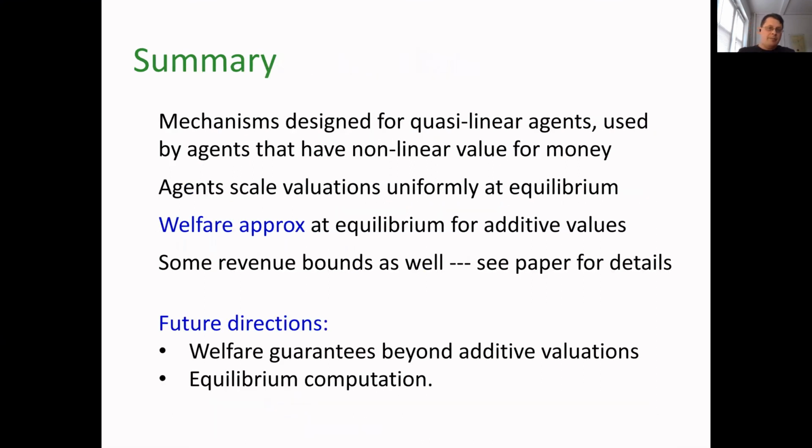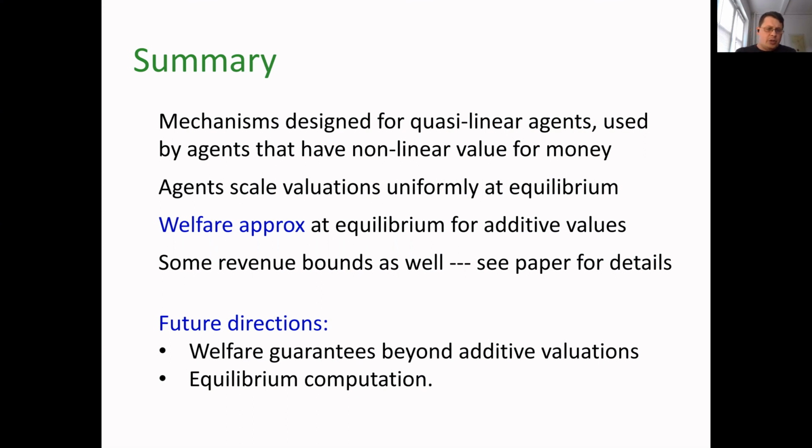So to sum up, we're analyzing here the robustness of mechanisms that are designed for quasi-linear agents, in particular when they're deployed in environments where the agents might not have linear value for money. We show that in those settings, agents scale their valuations by uniform factors at equilibrium of play. Moreover, we show that under a reasonable notion of welfare, which we call transferable welfare, we have a price of anarchy result where we get at least half of the optimum at any equilibrium. And as I mentioned before, we also have some results about revenue if we augment that second price auction with reserve prices, but please see the paper for more details about that.